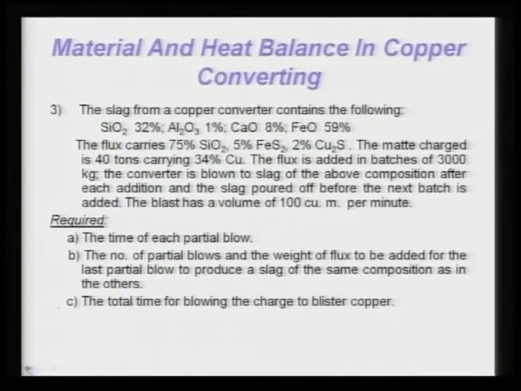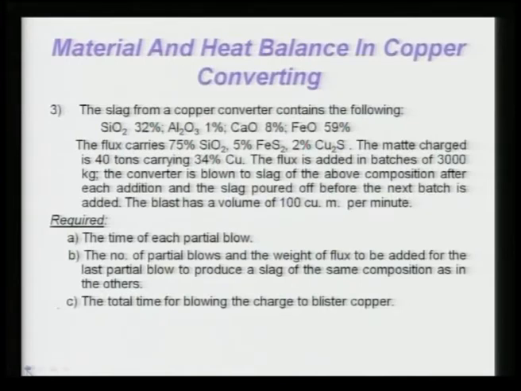Now, here is problem number 3. It says the slag from a copper converter contains the following: the composition of the slag is given, the flux which is charged, its composition is also given, the matte charge is 40 tons and carrying 34% copper, or you can say the copper grade of the matte is 34%.